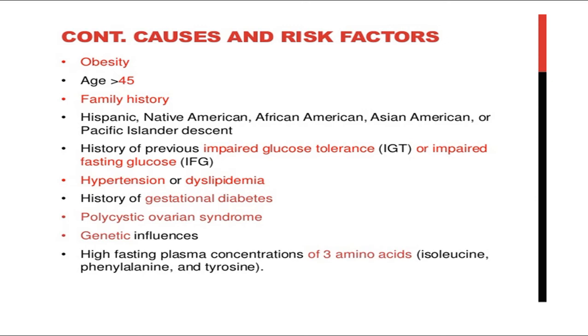Impaired glucose tolerance is the postprandial blood glucose level. So after eating a meal, 2 hours after eating the meal, when the blood glucose is tested, if the level is more than 200, it indicates it comes into the criteria of diabetes mellitus. But if the level is in between 140 to 200, then it is called impaired glucose tolerance. So that person has more chances to develop diabetes mellitus in the near future.